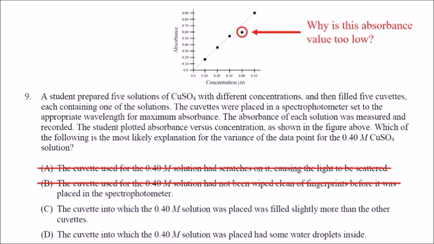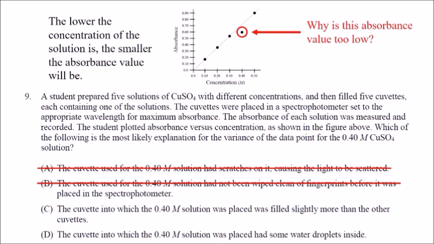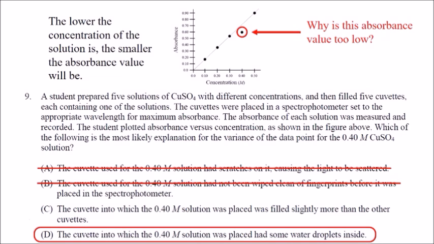So looking at choice C, all we're saying in choice C is that the cuvette was filled slightly more than the other cuvettes. But as long as light travels through the solution, the fill level is not going to make a difference. As long as there's enough solution to cover the path of light, that's fine. Take a look at choice D. The absorbance is too low because it looks like the concentration of the solution is too low. So the lower the concentration of the solution is, the smaller the absorbance will be. And if there had been some water droplets inside the cuvette before the solution was added, the concentration of that solution would be diluted to a lower value. Correct answer is D.